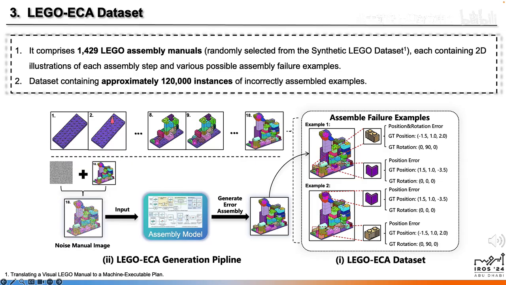To ensure the stable and diverse generation of erroneous assembly examples during the dataset construction, we introduced varying levels of Gaussian noise to the manual images before inputting them into the assembly model. This interference allows us to obtain a rich variety of assembly error examples.